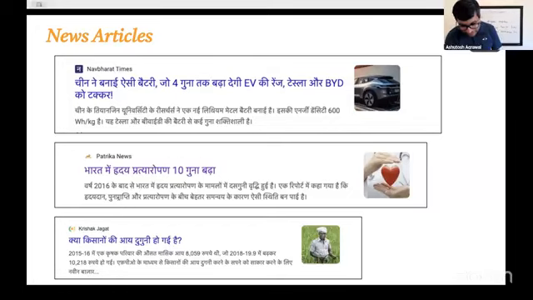Okay, Bill, why don't you do the last one? Kya kisanon ki aay dugni ho gayi hai. Hey, beautiful. Okay, what is the new word here? Kisan. Okay, what is Kisan? Take a look at the picture. Farmer. Yeah, there you go.